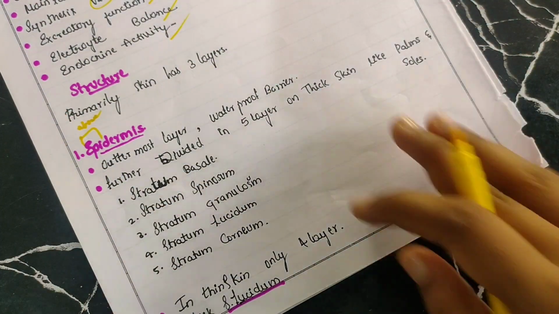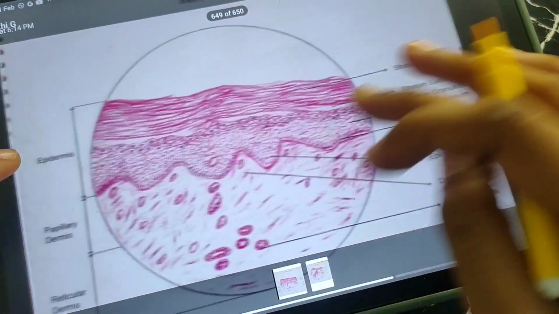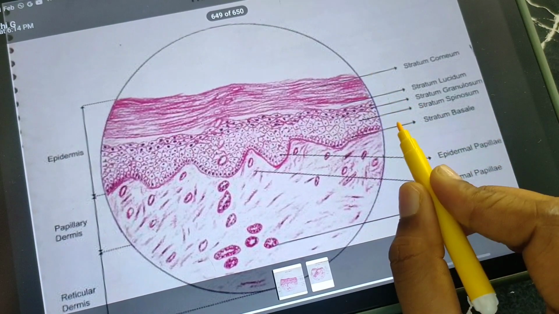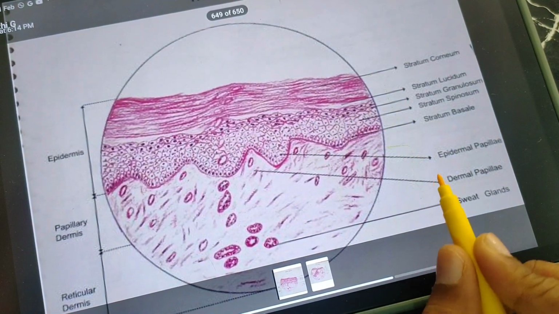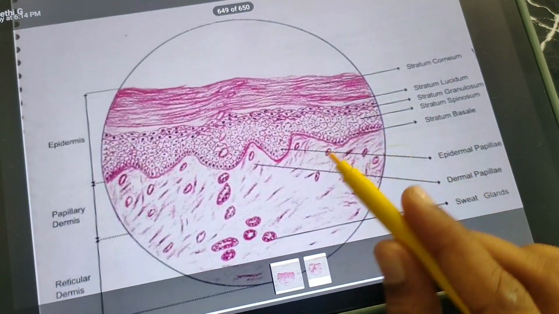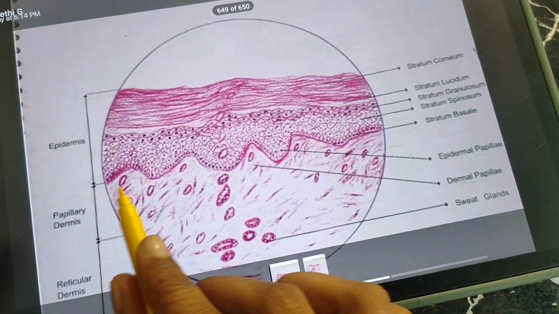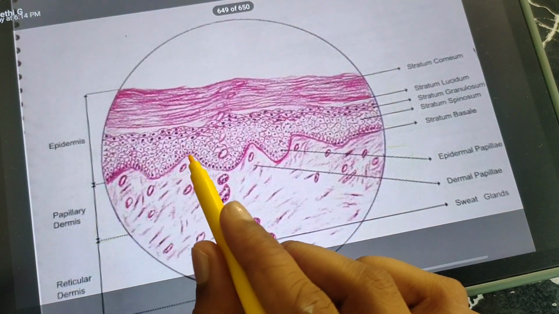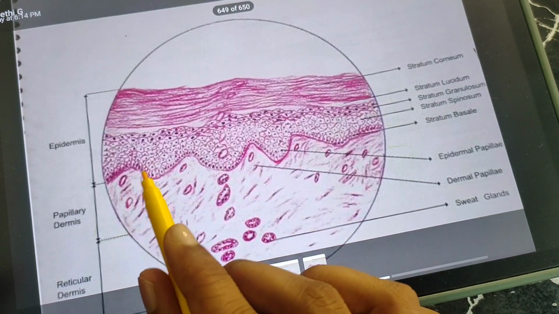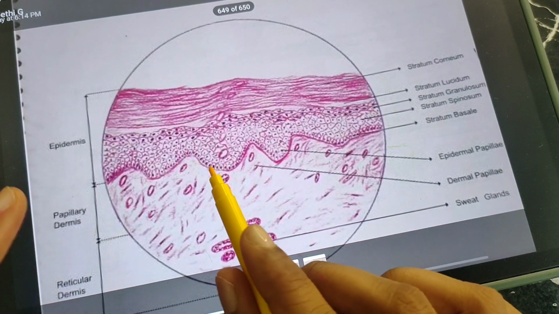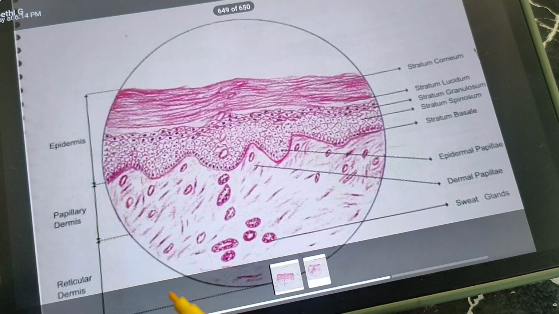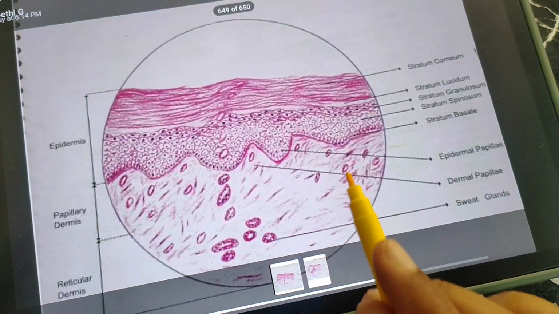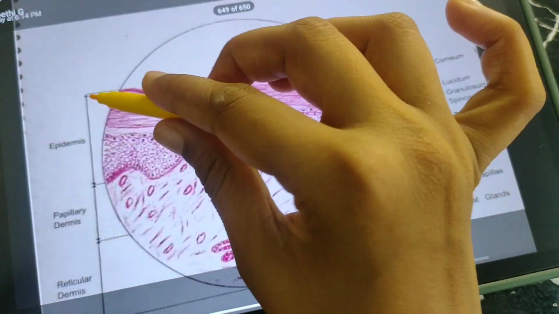As you can see, this is the epidermis. This is a histological diagram of the skin. This entire thing is the epidermis. This is the dermis. The dermis is again divided into two parts, the papillary dermis and the reticular dermis. The papillary dermis is where these projections come out, up to where they extend, and the other part is the reticular dermis. And now we will discuss the epidermis.